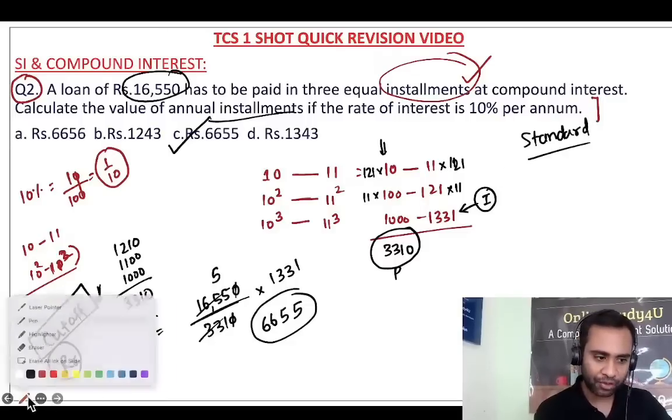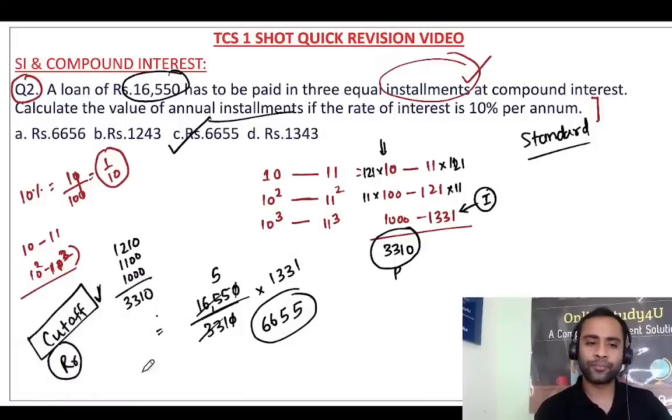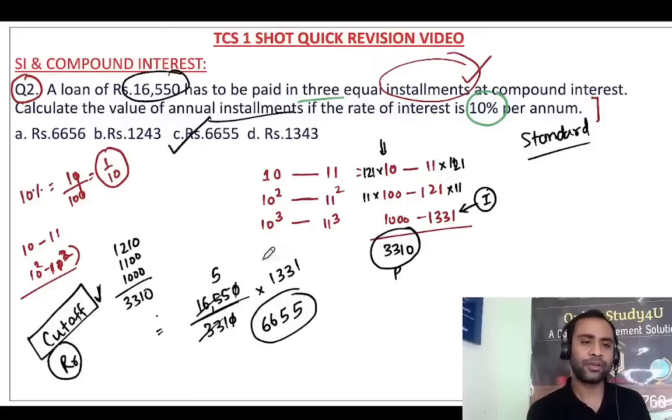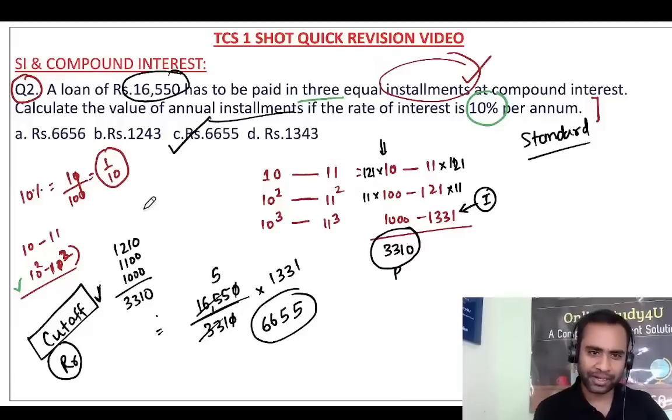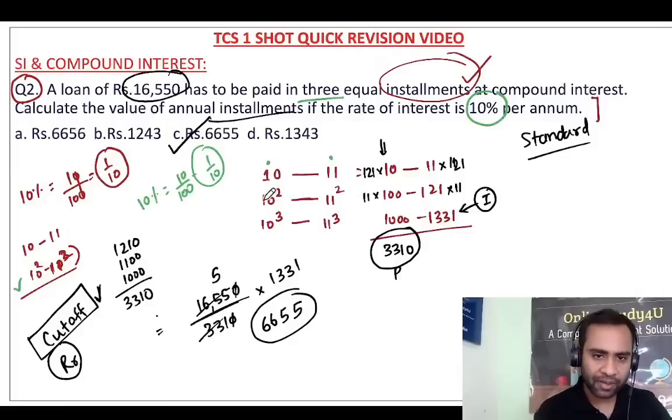Now once again I will try to explain. The rate of interest is 10%, and it is three equal installments. You start with 10%, which is nothing but 10 by 100, that is 1 by 10. That means if you take 10 rupees, you have to return 11 rupees, 1 rupee interest. Now for three equal installments: 10 square, 11 square, 10 cube, 11 cube.